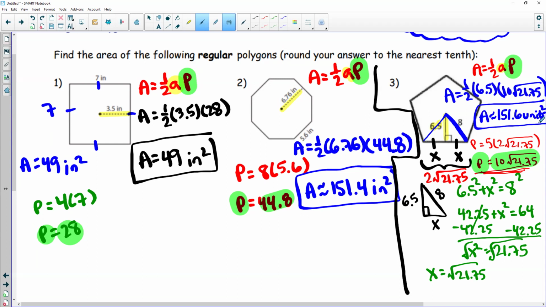Okay. But to summarize here, if you're looking for the area of a regular polygon, our formula is 1/2 times the apothem times the perimeter. And our apothem is the segment highlighted in yellow for each of these problems. Okay, so let's go ahead and keep moving. We're going to see now some slightly more challenging questions.